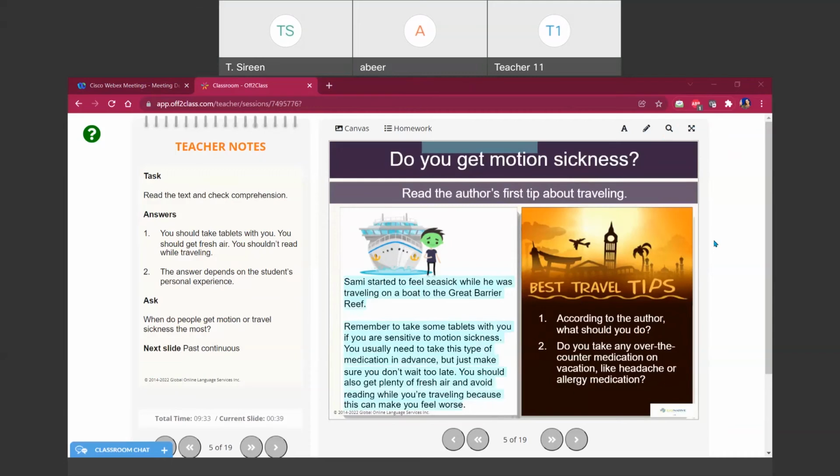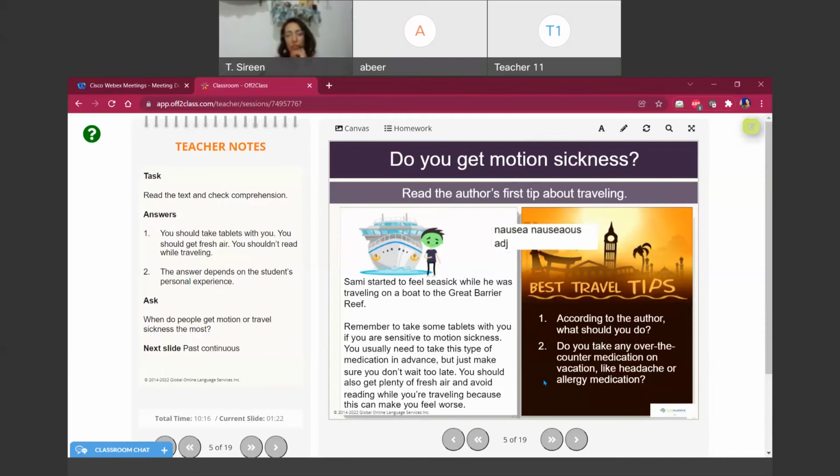What does motion sickness usually mean? It is the nausea that comes because of movement. Nauseous means غثيان, so when a person has nausea we use the adjective nauseous. You usually need to take this type of medication in advance, but just make sure you don't wait too late. You should get plenty of fresh air and avoid reading while you are traveling because they can make you feel worse.